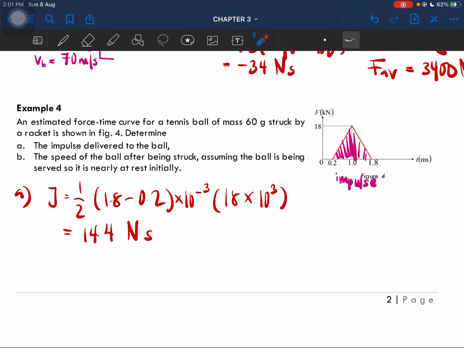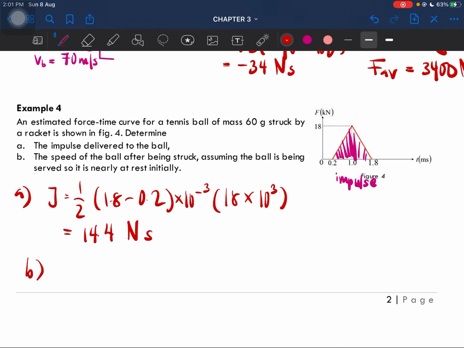So this one you can either just write 1.8 times 10 to the power of -3 minus 0.2 times 10 to the power of -3. I just simplify it by putting times 10 to the power of -3 outside of this bracket, meaning it's still in milliseconds.